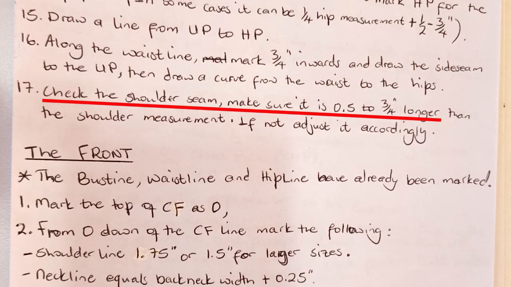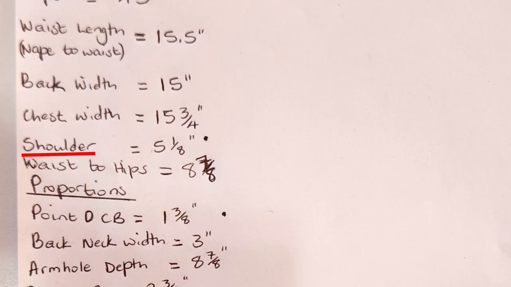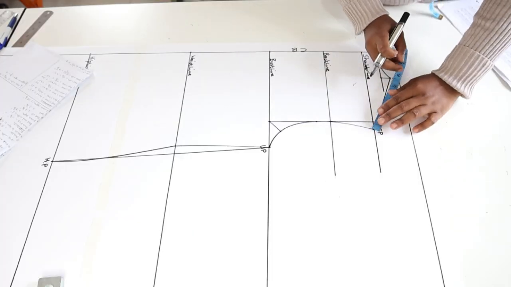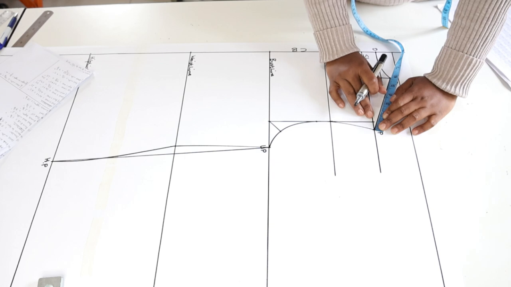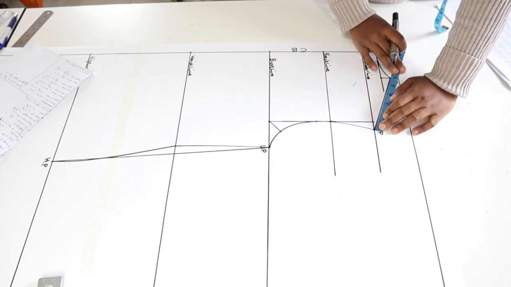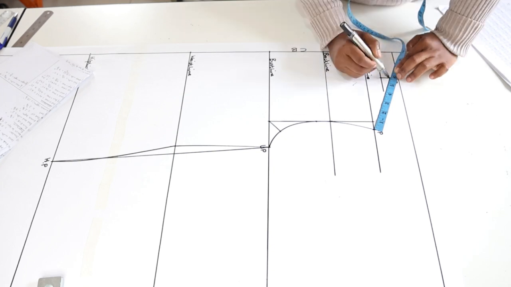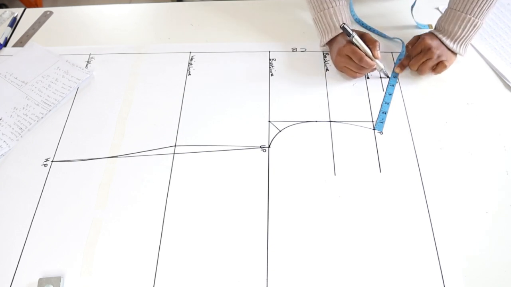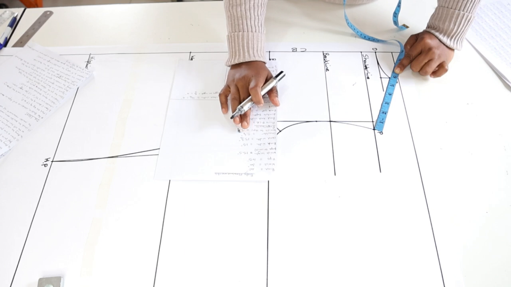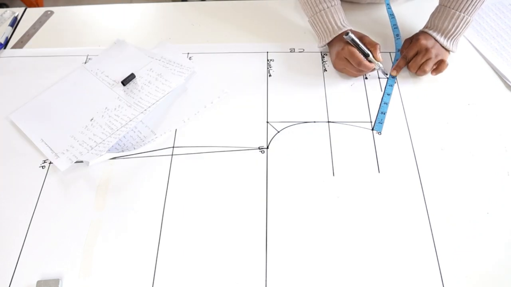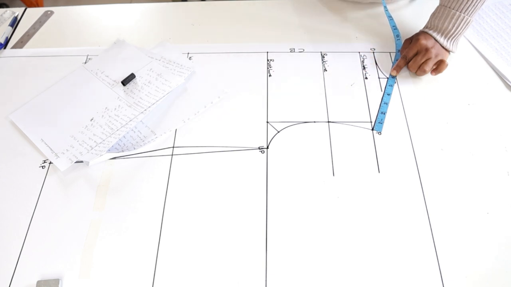So now next we are going to check the shoulder seam to make sure it is 0.5 to 3/4 of an inch longer than the shoulder measurement. Now we are going to come back to the measurements. My shoulder measurement is 5 1/8 of an inch, and we are going to measure the shoulder seam. This line has to be larger than the shoulder by at least 0.5 or 3/4 of an inch. If I measure this line right here, in my case it is 5 5/8 of an inch. The shoulder measurement is 5 1/8, which means mine is larger by 0.5 of an inch, which is correct.